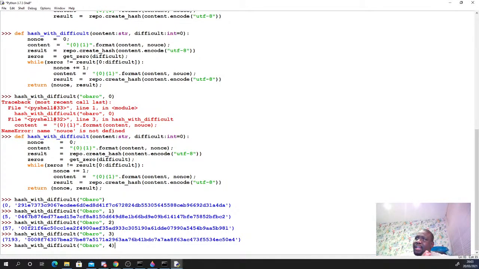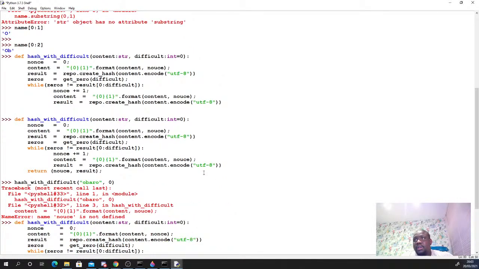For the moment, I don't expect you to know what this programming language does, but the idea I'm trying to pass across here is that the higher we go, the more difficult it is for the computer to find the hash value, because nobody can know what hash a particular content will have.